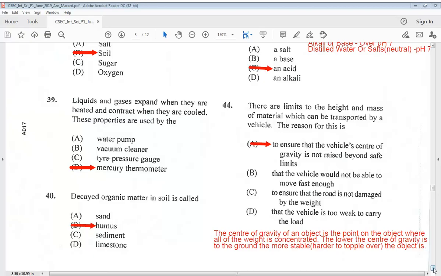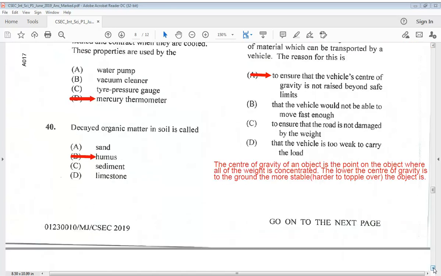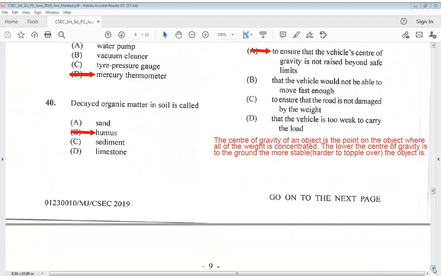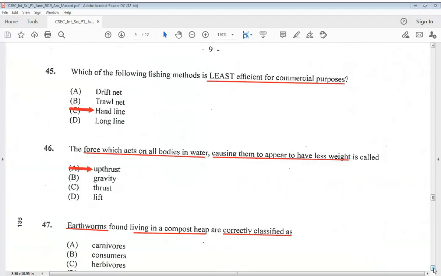So the answer is A. And the reason: the center of gravity of an object is the point on the object where all of the weight is concentrated. The lower the center of gravity is to the ground, the more stable, harder to topple over, the object is. 45. Which of the following fishing methods is least efficient for commercial purposes?